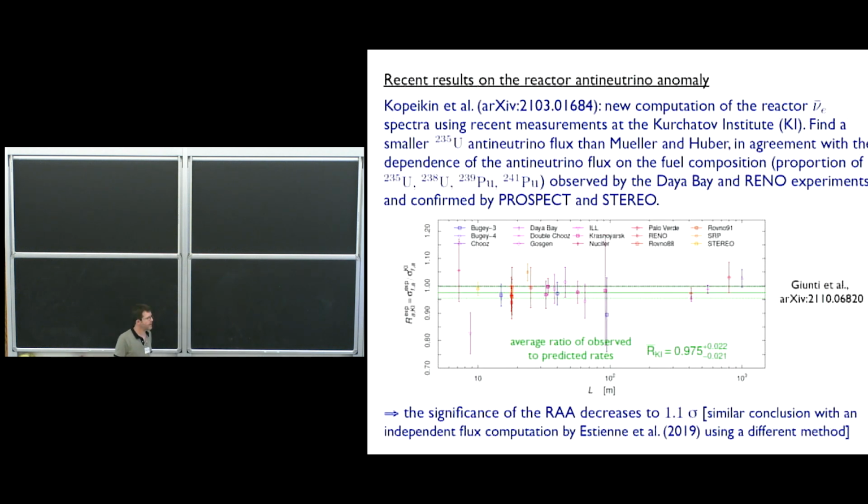So in fact, as Gabriela told us yesterday, there's been a revelation, by different methods, of the prediction of the neutrino flux, antineutrino flux from reactors, and the conclusion is that the significance of the reactor antineutrino anomaly decreases to 1 sigma or so, meaning that there is actually no anomaly.